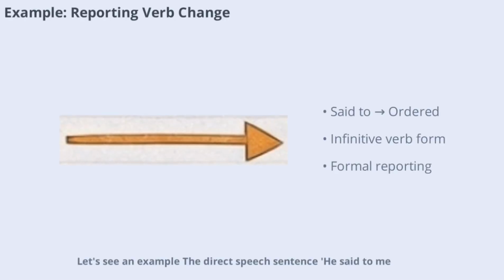Let's see an example. The direct speech sentence "he said to me, be quiet" becomes "he ordered me to be quiet" in indirect speech. Here, said to changes to ordered, and the verb be is used in its infinitive form. This change makes the sentence more formal and clear.